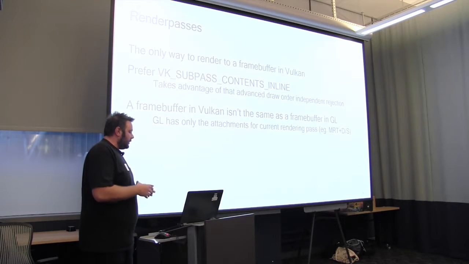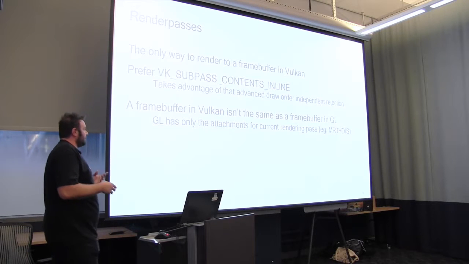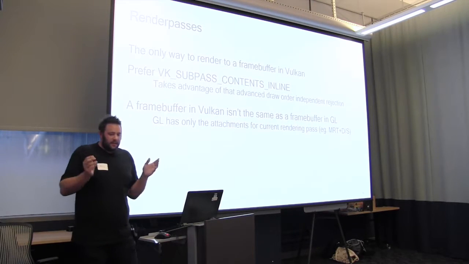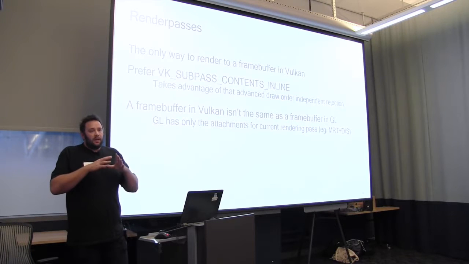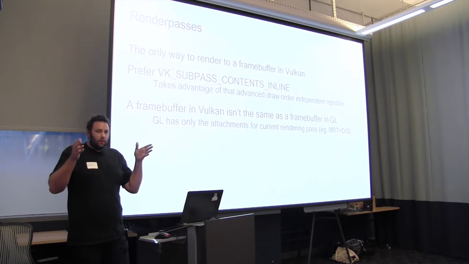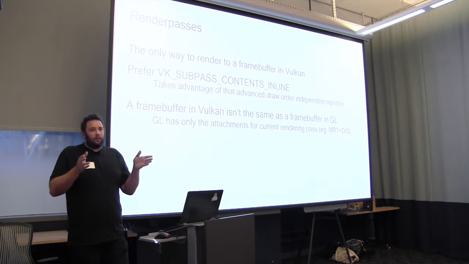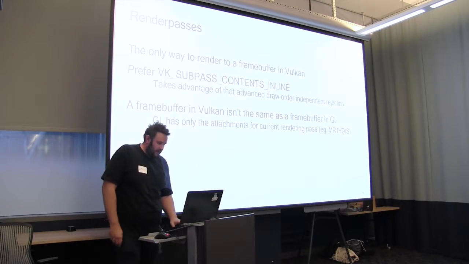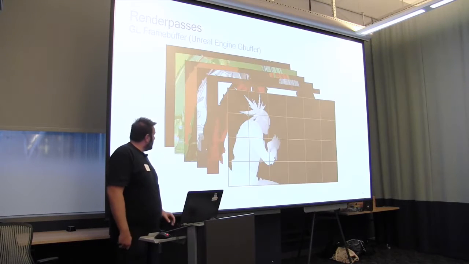And something to keep in mind with render passes is that a frame buffer in Vulkan isn't the same as a frame buffer in GL. GL only has the attachments for the current rendering pass. In Vulkan, you attach all the attachments that you want to render to for any potential subpass. I'll talk a little bit now about how you realise that.